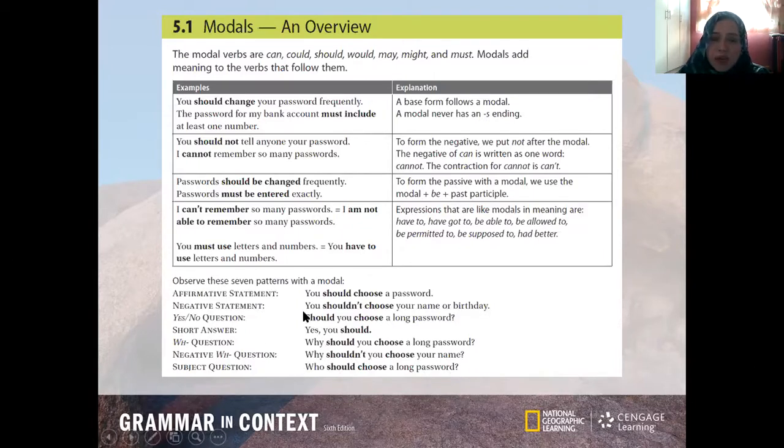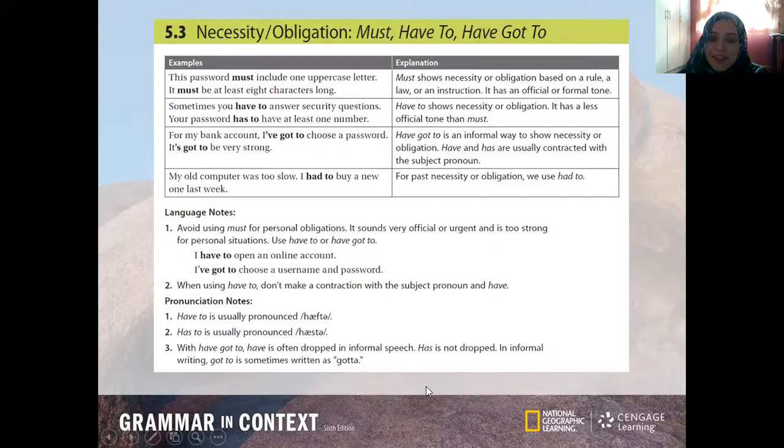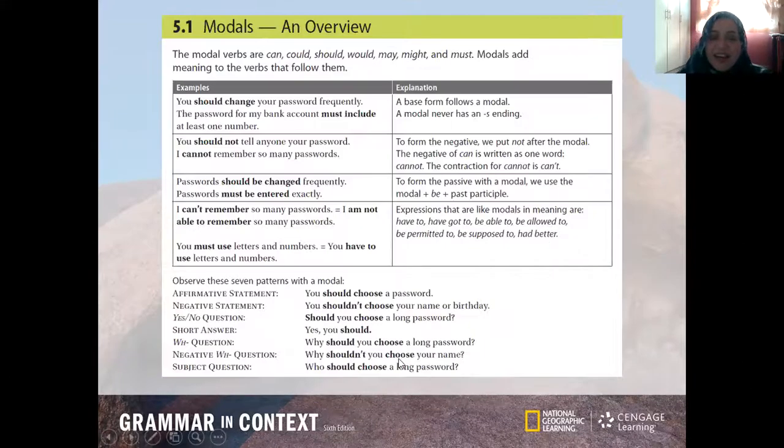So if you look at all the 7 patterns using modal verbs, you can see should, shouldn't, it doesn't matter what. After the modal verbs, the main verb will be in the base form. So it will always be choose, choose, choose, choose, choose.